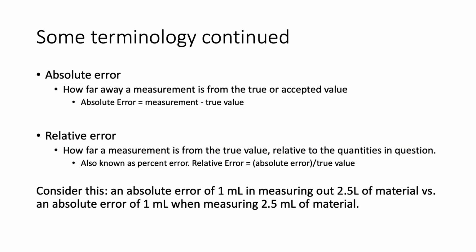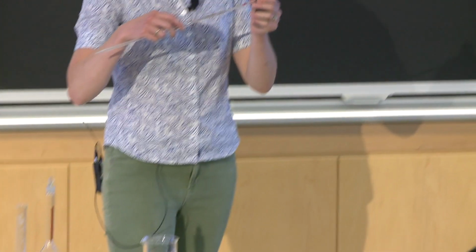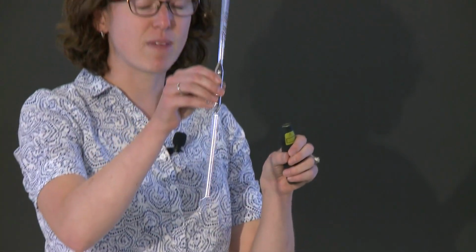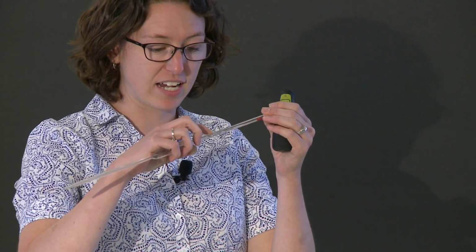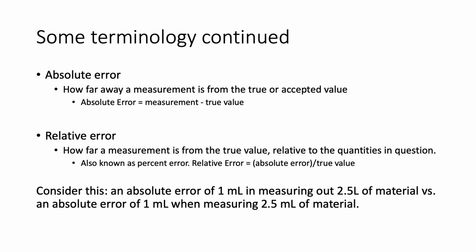So if you're trying to measure, let's see, with this pipette, this pipette is designed to measure 10 milliliters, and you can look at it and it has a tolerance of 0.04 milliliters. So that's an absolute error. It is how far away your measurement will be from the true value. If you're trying to measure 10 and you measure 10.04, then your absolute error is 0.04 milliliters. So you just subtract what you got from what you intended to get.